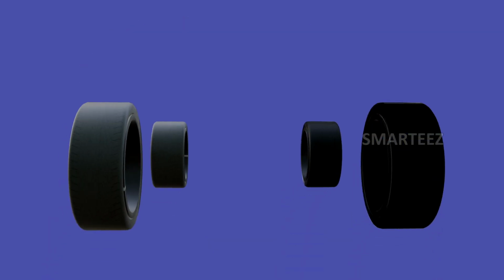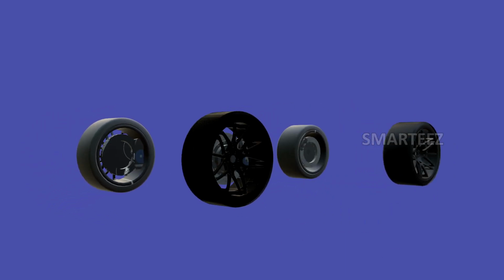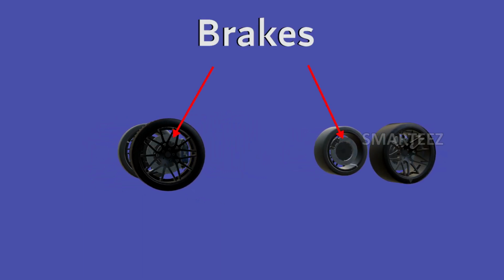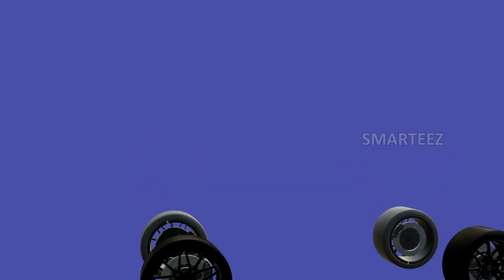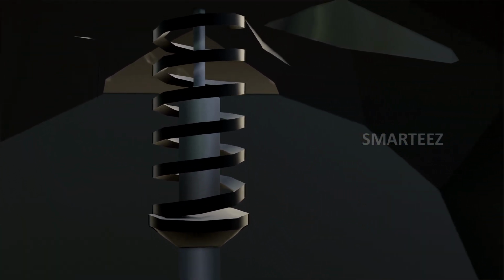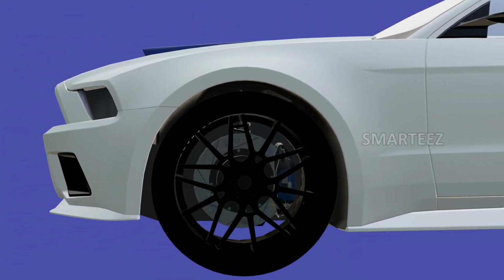Take a look at the wheels. The engines make the wheels move. If you need to stop the wheels, you need brakes. Take a look. For a smooth ride of the car, the wheels are connected with a spring mechanism known as suspension.